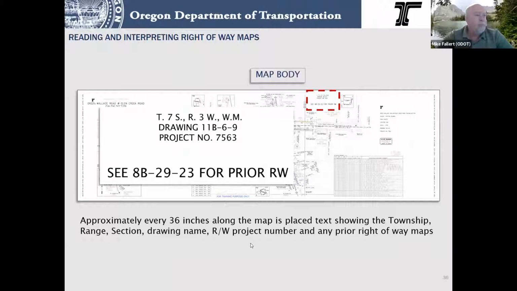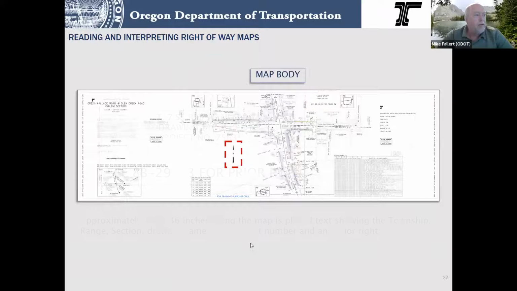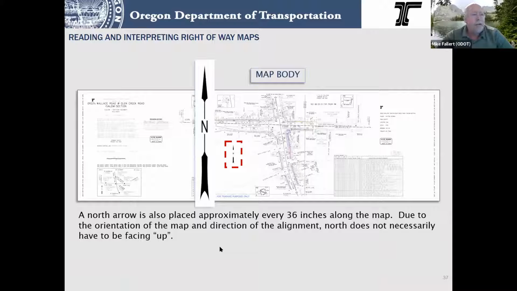Of course, we've got to have a north arrow. And the same thing, we place those about every 36 inches. We don't get quite as many big ones like that anymore, and electronics are a little different, but on these old ones that are broken into a lot of pieces, when you zoom in, it's nice to have those every so often so you can make sure where you're oriented.